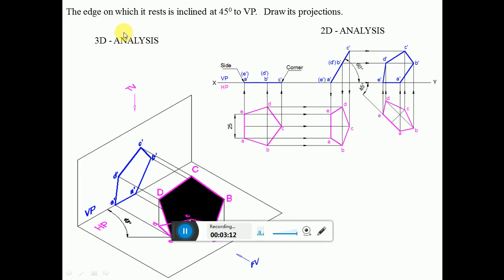The edge on which it rests is inclined at 45 degrees to VP. So this is the true inclination line which he has given. So the edge on which it rests makes an angle of 45 degrees with respect to VP, which has been shown here. So this is the shaded portion, which is the actual final position of the pentagonal lamina. So how to construct this?